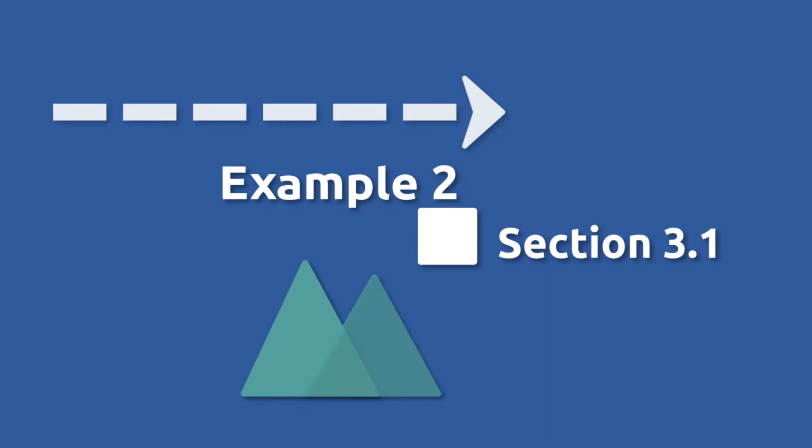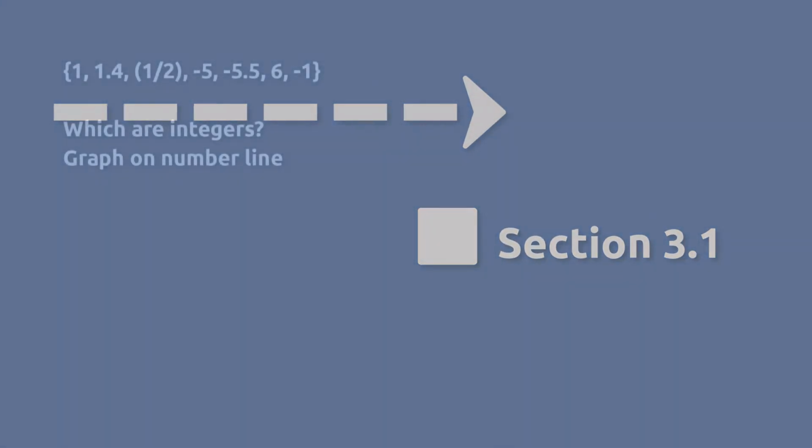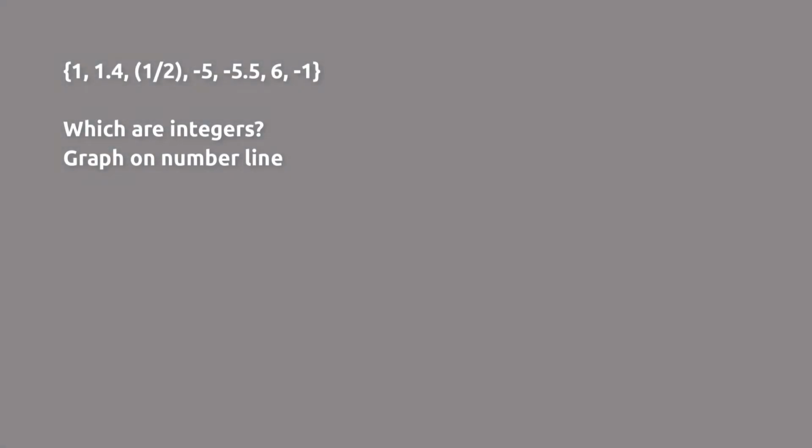With example 2, we're asked to identify which of the following are integers and list them in order from least to greatest. Then graph the integers on the same number line. So I've written down the two questions that are part of this problem, which are integers, and then to graph them on the same number line. And I've also written down the set of numbers that we were given. Let's identify which are integers.